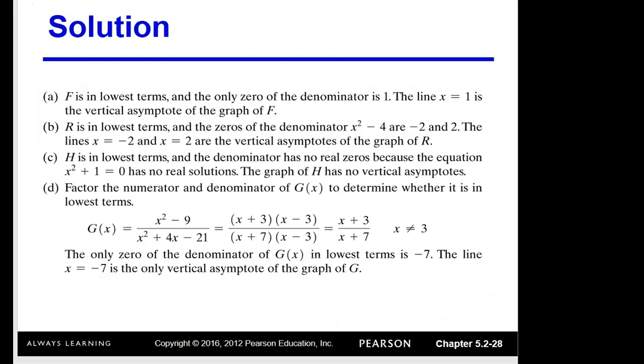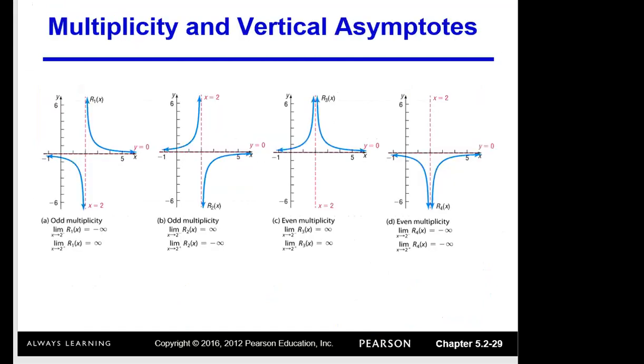So here's their explanation. And then this is just showing some examples with multiplicity again, odds and evens. Examples A and B are both odds. C and D are both evens. Those are just examples showing that.